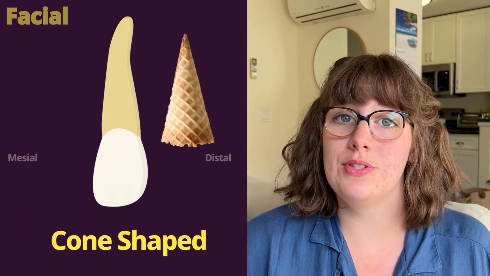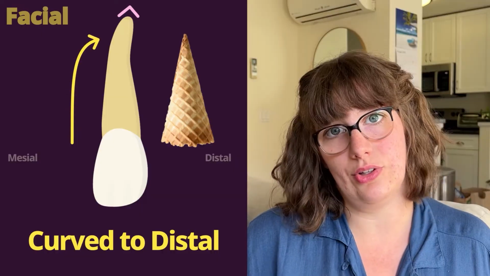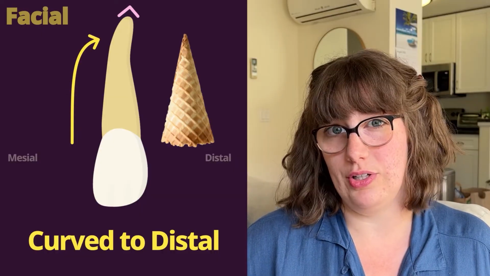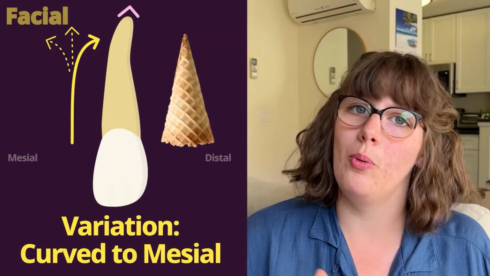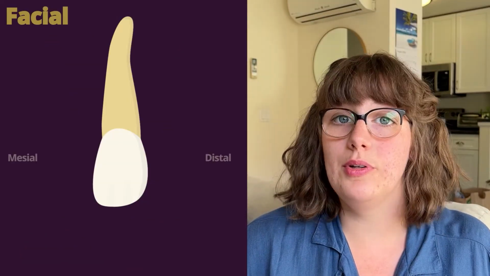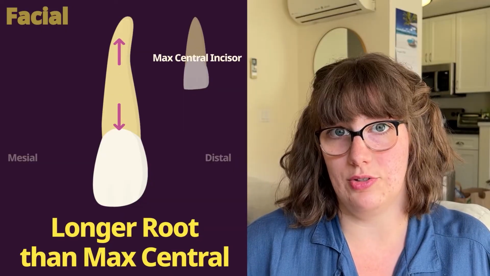The root of this tooth is cone-shaped with a pointed apex. There is usually a curve to the distal at the apical 1/3 of this tooth, though it is common to have a variation where it's straight or curved to the mesial. And the root of the maxillary lateral incisor is longer than the root of the maxillary central incisor.